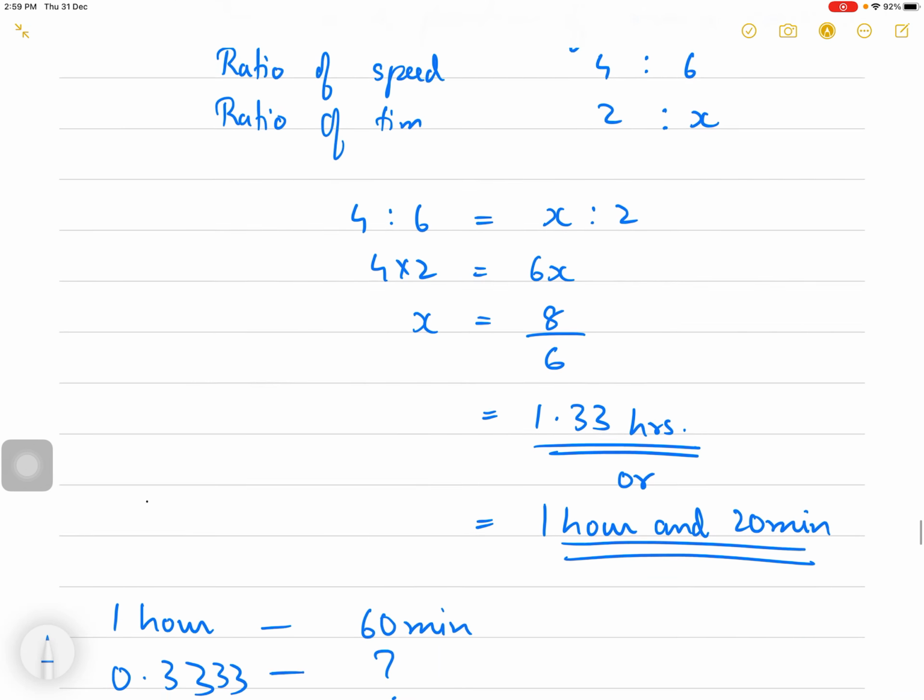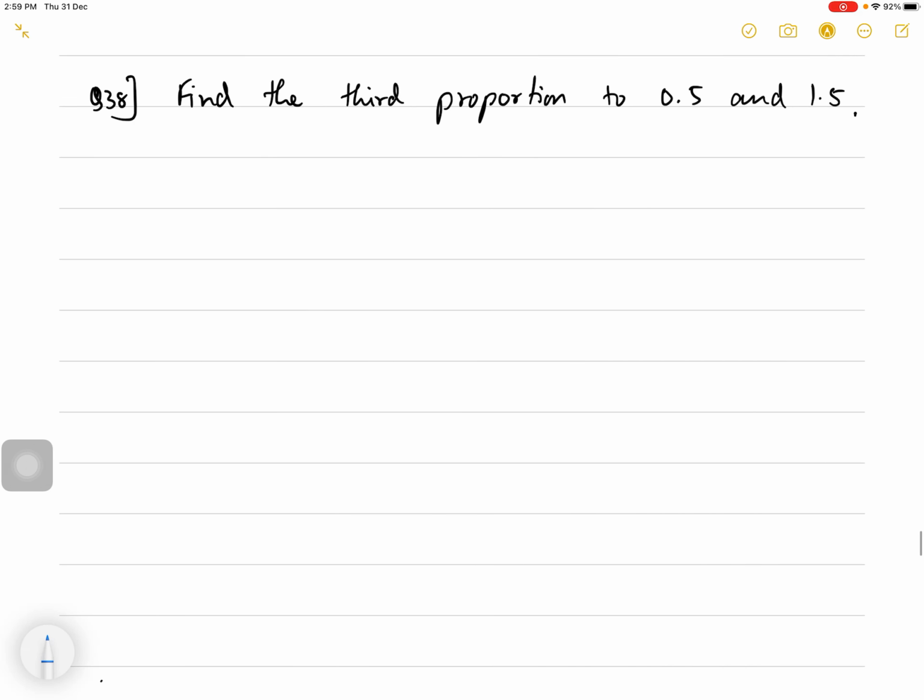Let's solve the next question. Find the third proportion to 0.5 and 1.5. Okay, now this is a question of continued proportion.